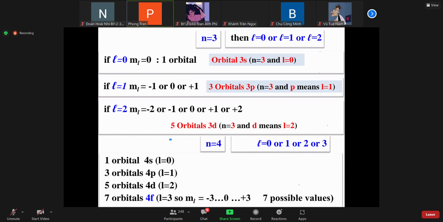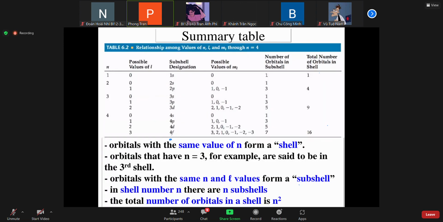Okay. So here, this table gives you a summary of how you manage the quantum numbers.